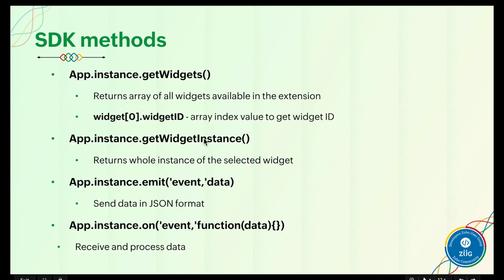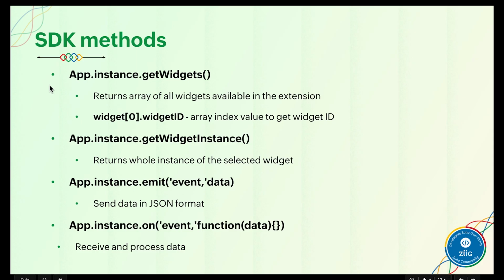Now that we have the unique widget ID of our desired widget, with that ID you will use the next SDK method, which is app.instance.getWidgetInstance, which will get the whole instance of that particular widget. Once we have the widget ID and the whole instance of that widget, we will use the SDK method app.instance.emit, wherein we specify an event, and whenever the event occurs, the data will be sent in JSON format.